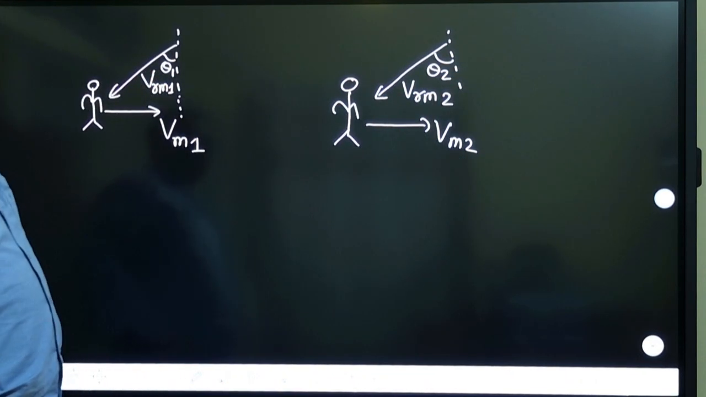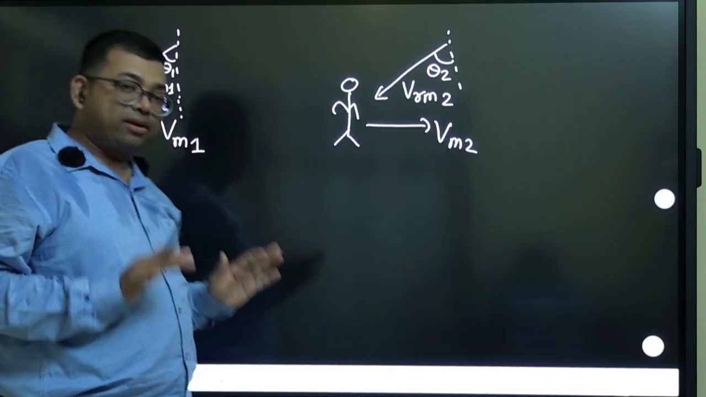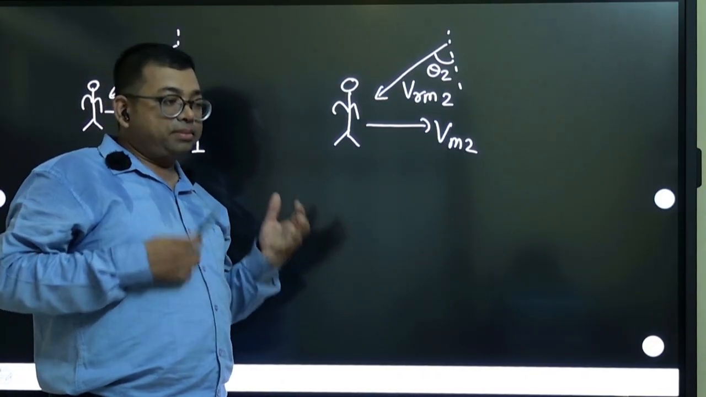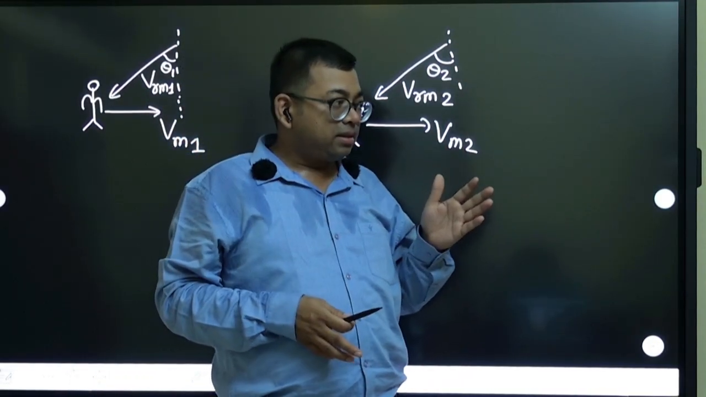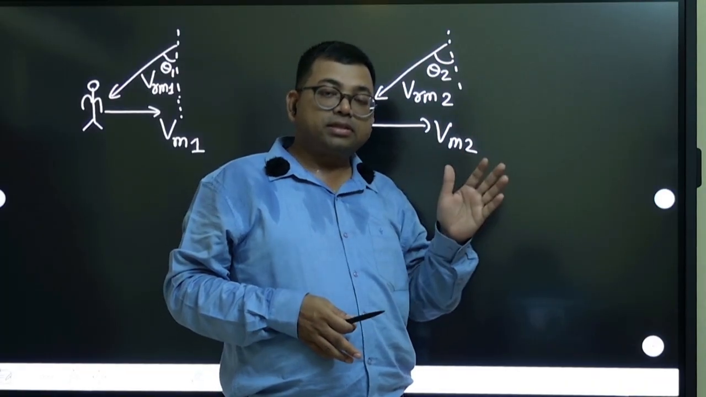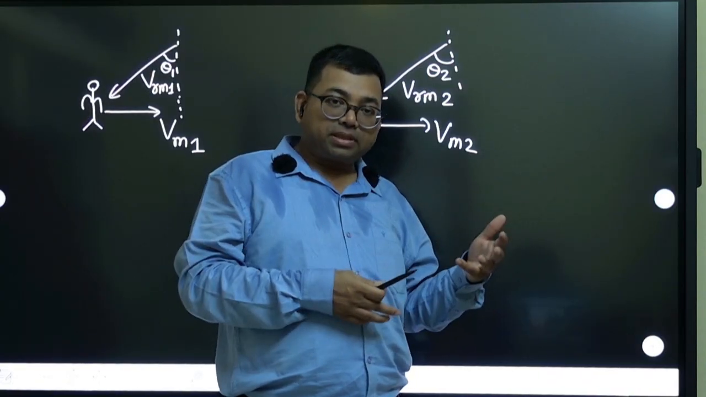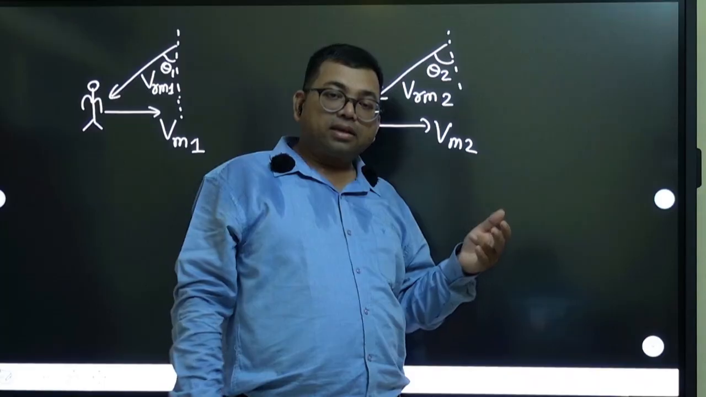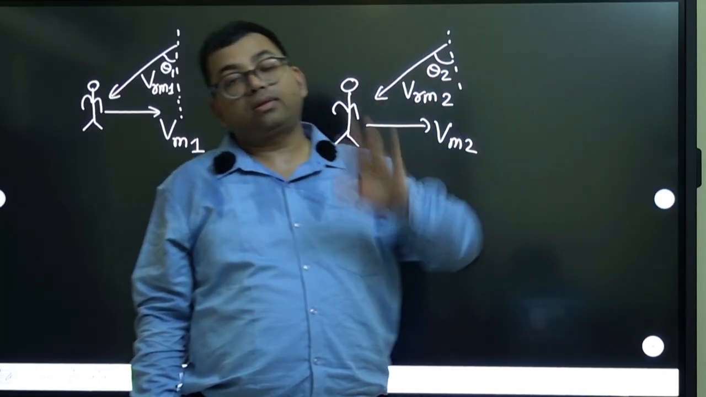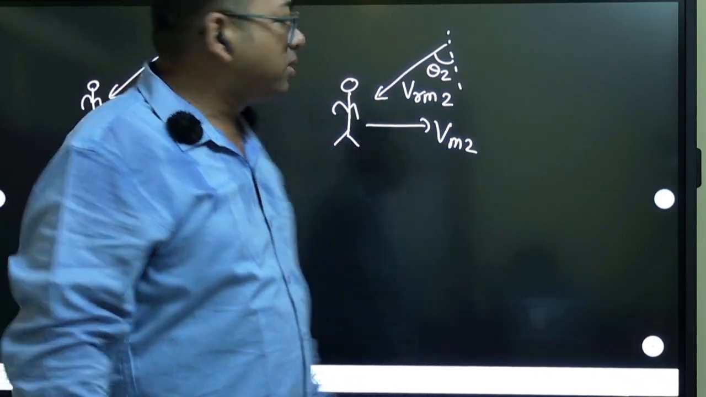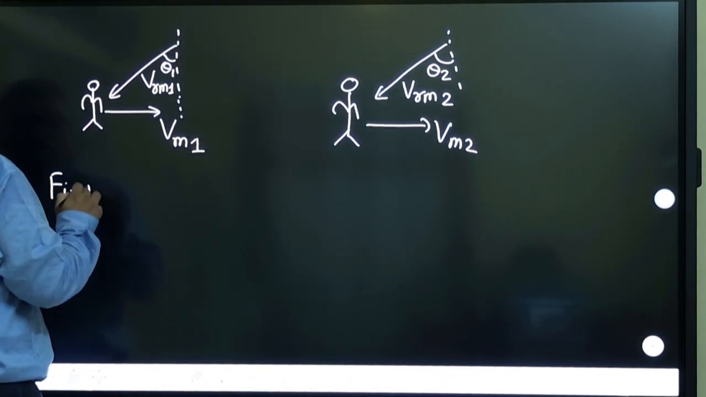Okay, this condition is given in the question. In the question they will give you values. They will say that the man is running with, let us say, 10 meters per second, and he sees the rain hitting at an angle of 30 degrees with the vertical. Then he increases his speed to 20 meters per second, and now the rain is hitting at an angle of 60 degrees to the vertical. What is the velocity of rain? That is the question. So from this information you have to find the velocity of rain.